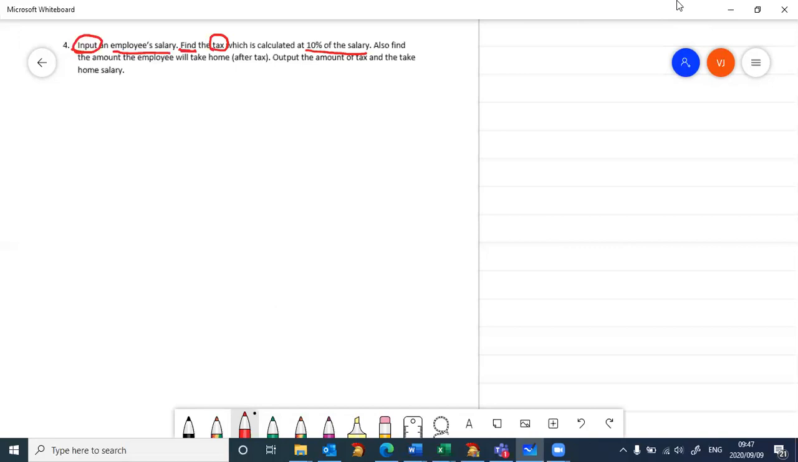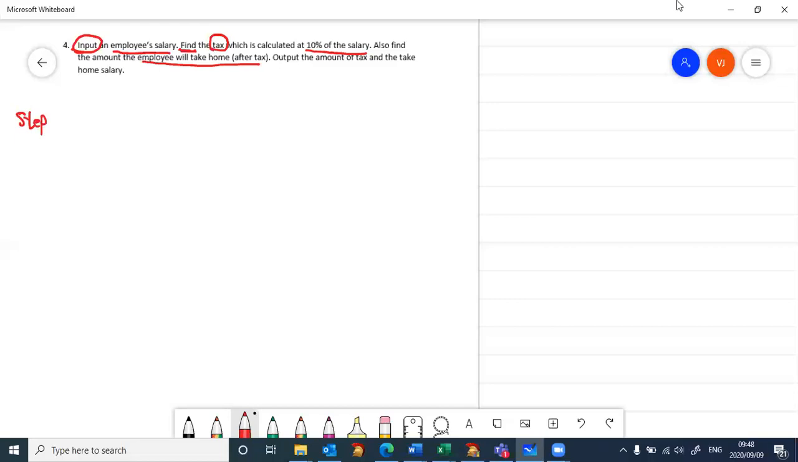There are two calculations. One is the tax, and the other is how much the employee will take home after tax. Output the amount of tax and the take-home salary. What was the amount of the tax that he paid? And after the deduction of the tax, how much does the employee take home? So let's write the algorithm for this question.